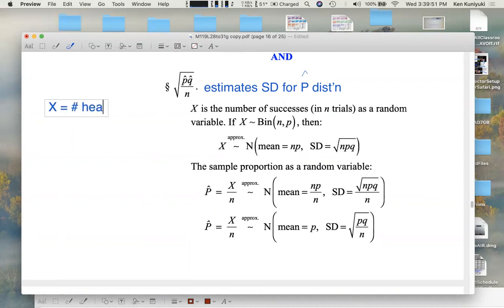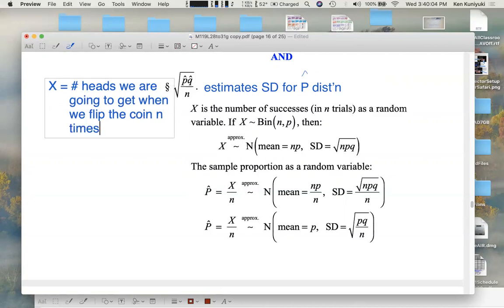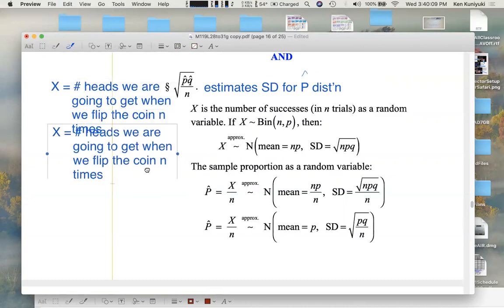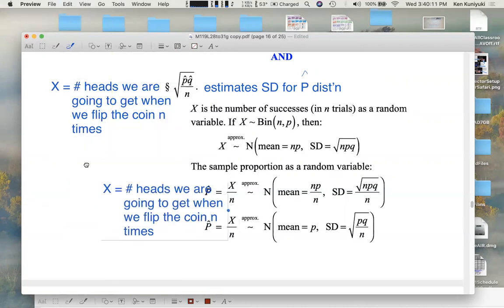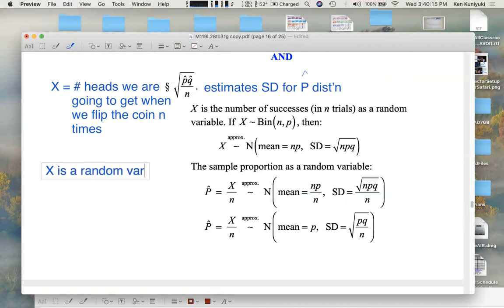X is the number of heads we are going to get when we flip the coin N times, where N is pre-specified. You could think of N as a sample size. But here's the thing. Before we flip the coin, X is a random variable. We don't know its value yet. But we do know its distribution.